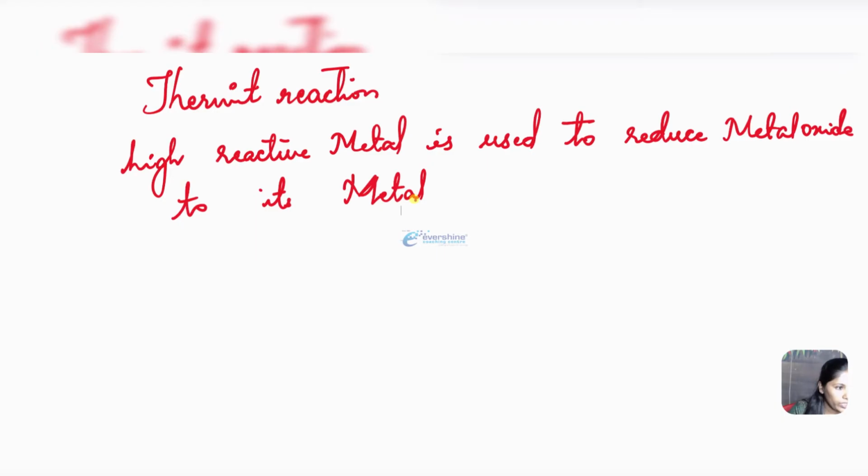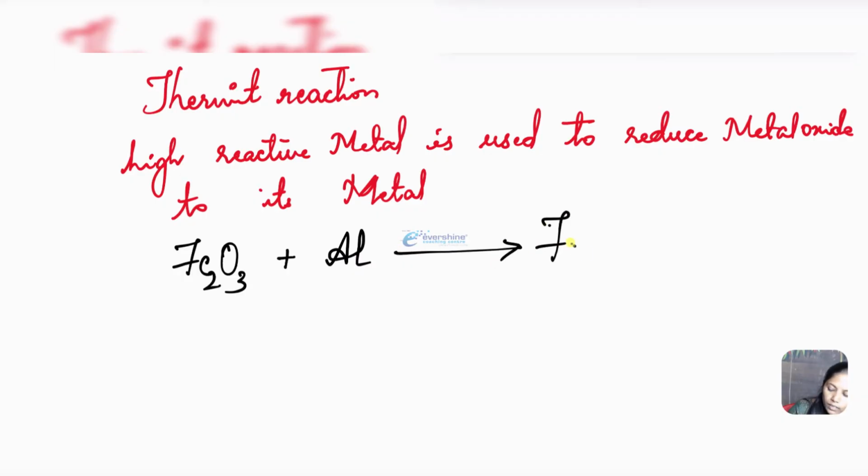I'll write the reaction, you will understand. For example, Fe2O3. Fe2O3 is a metal oxide. This metal oxide can be reduced to metal. Fe2O3 is reduced to metal Fe by using aluminium. Aluminium reacts with oxygen and forms aluminium oxide. So here you should understand that highly reactive metal aluminium is used to reduce iron oxide to iron. Using highly reactive aluminium, we can convert a metal oxide to its metal; this is called a thermite reaction.